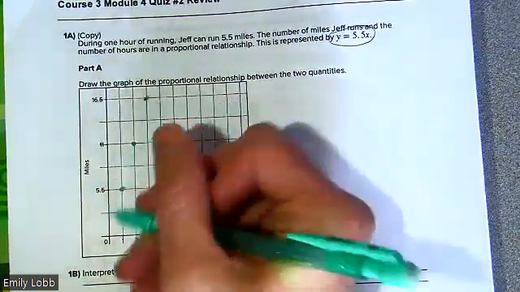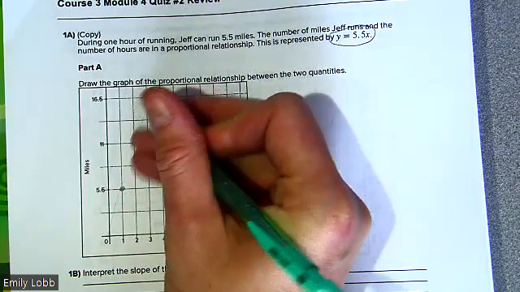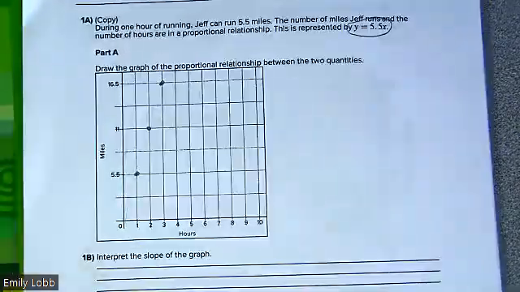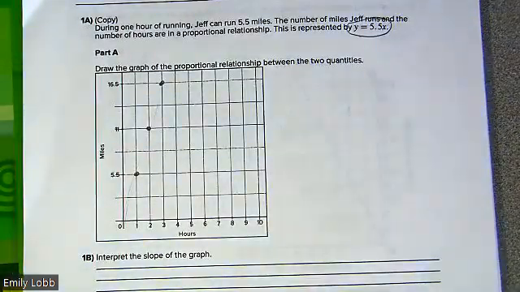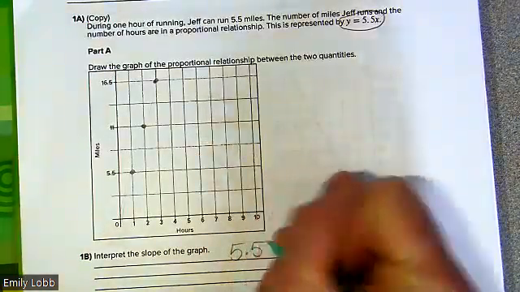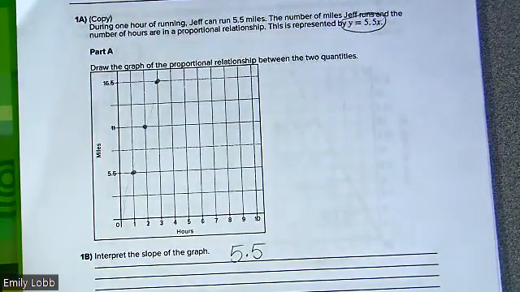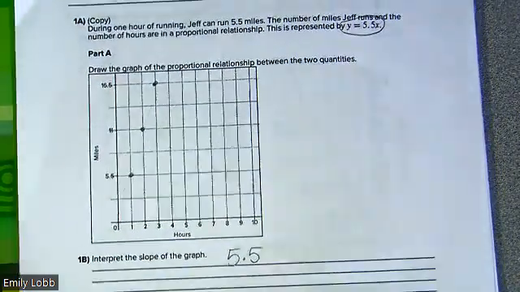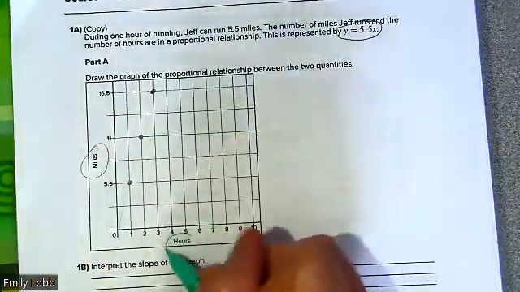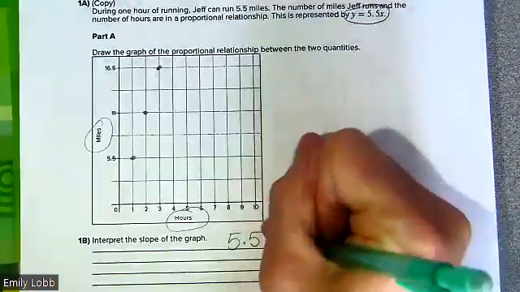All right. So do you have this linear relationship? It's a direct variation. What is the slope? 5.5 miles per hour. And if we interpret it, it means 5.5 what? Miles per hour. Remember, y divided by x. So we have miles per hour.